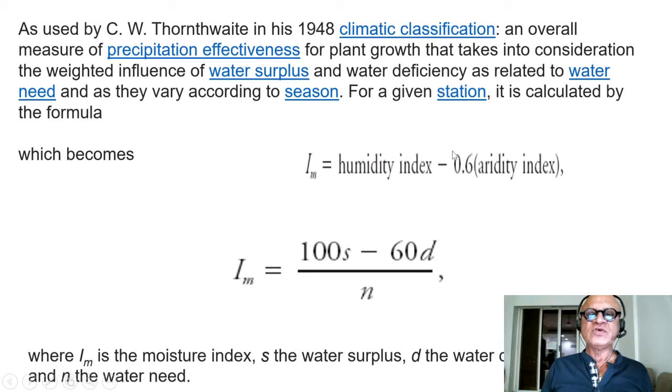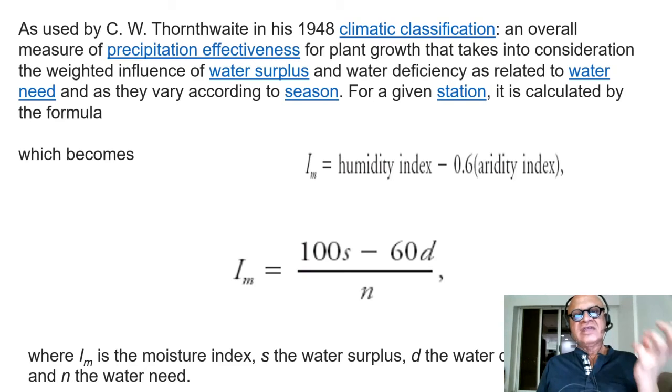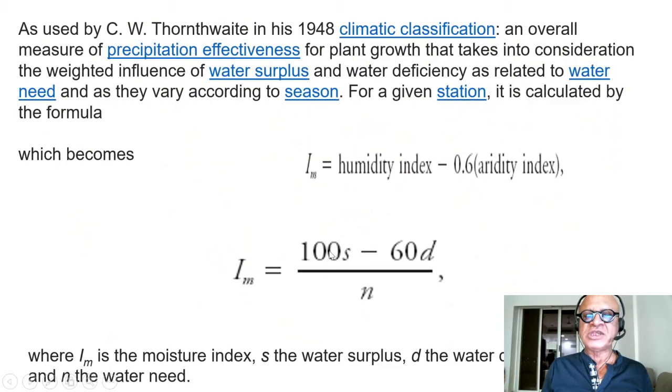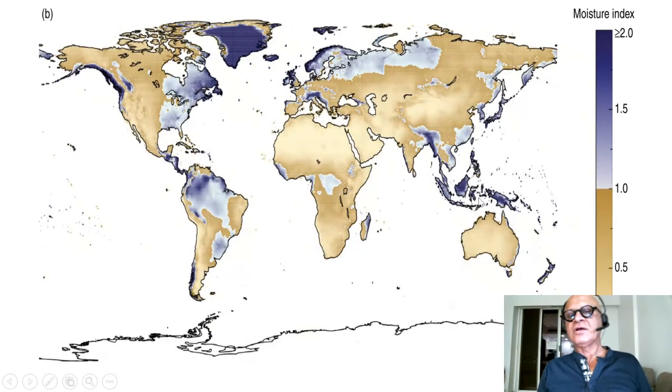So it's a combination of those things for a given station, which is some index here, which is the moisture index. S is the water surplus, D is the water deficiency, so you have humidity and aridity there, and N is the water need. So you need to know the water need of specific plants or plant types, and then you know the humidity index, aridity index, and create a moisture index out of that. So this is the moisture index going from 0 to greater than or equal to 2. So in that formulation, if you have water surplus, then obviously you are going to get moisture index.